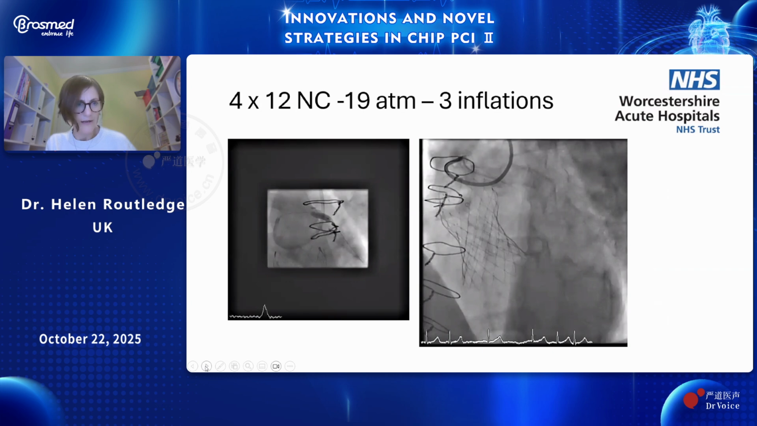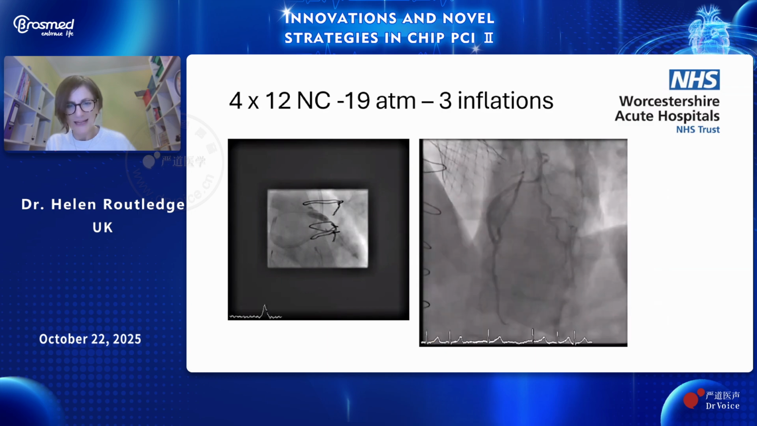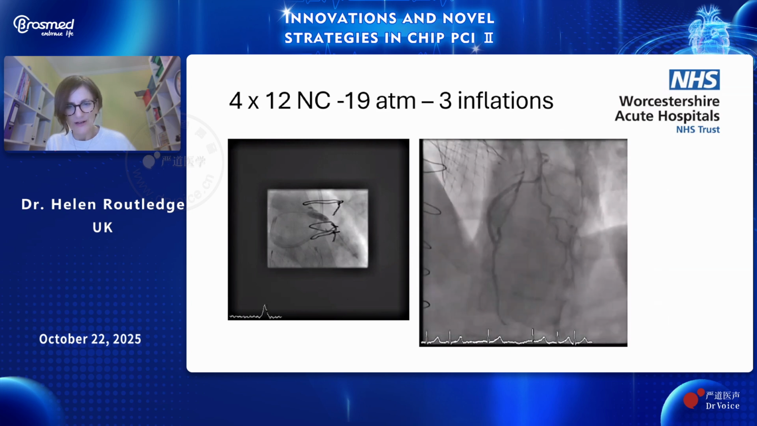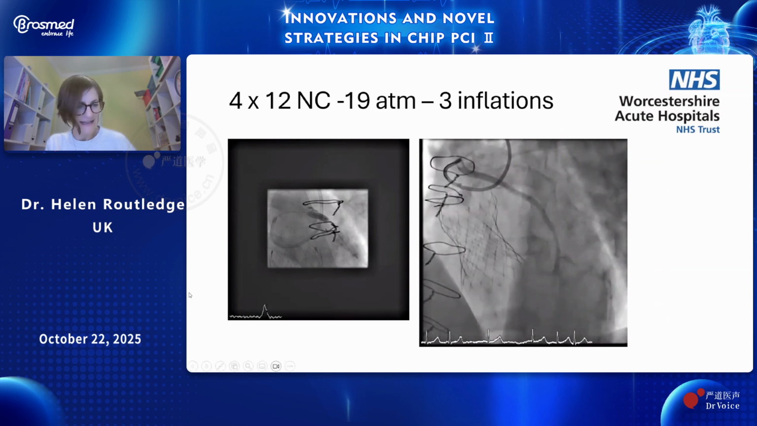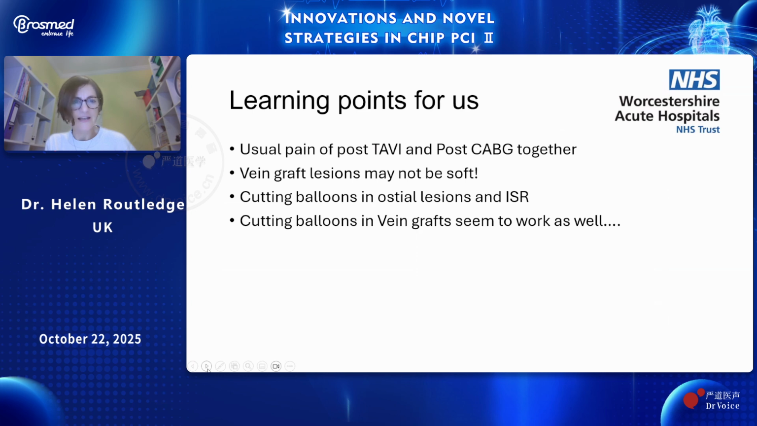And then a non-compliant balloon. Again, 3 inflations up to 19 atmospheres to really be sure that we're not coming back here again, we hope. And you can see there are really good results in that ostial graft to the LAD and doing its job to the diagonal. So the learning points is the awful pain of doing post-TAVI PCI, as well as somebody who's had grafts as well.